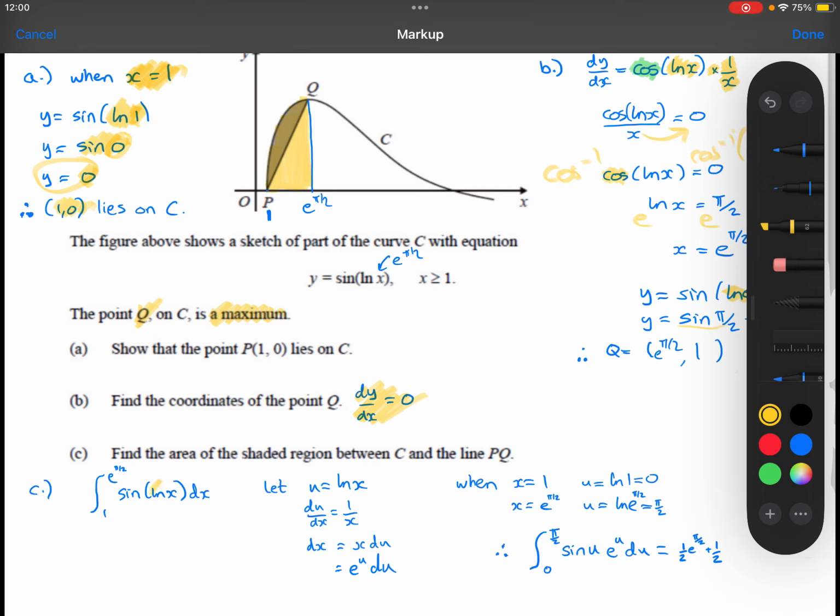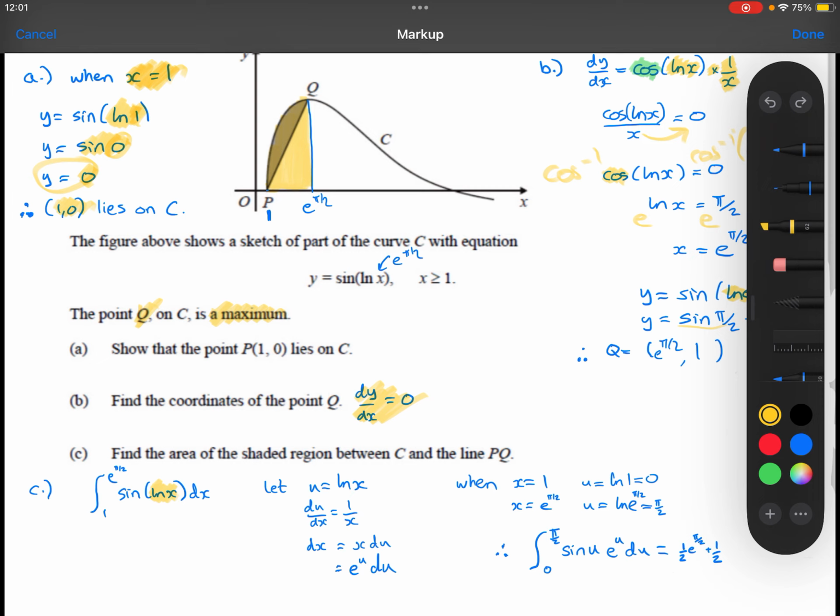If I could change this ln x to just be u, then I would just have sine u, which would be simpler, hopefully. That's why I'm thinking about this substitution here. I'm saying let u be ln x. As usual, when we do integration by substitution, the first step is to differentiate my substitution. So I'm differentiating u with respect to x, differentiating ln, that gives me 1 over x.